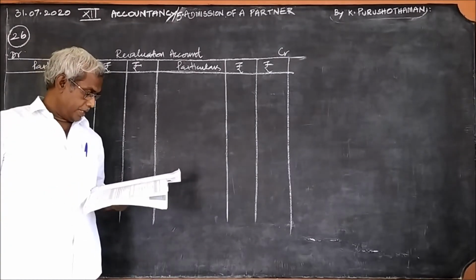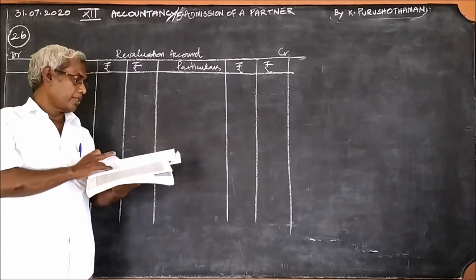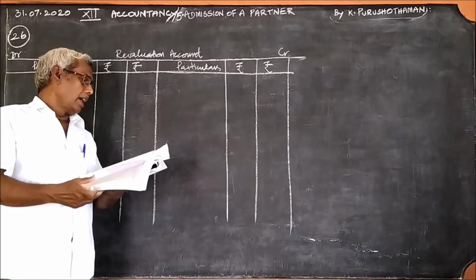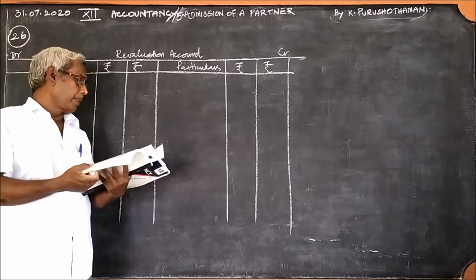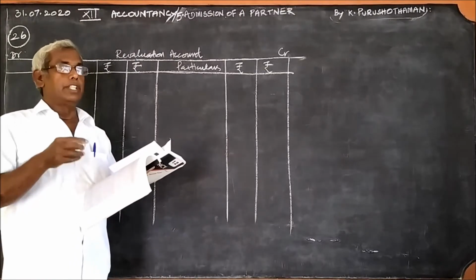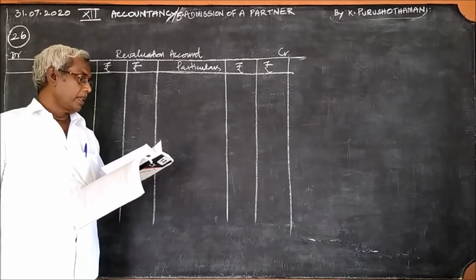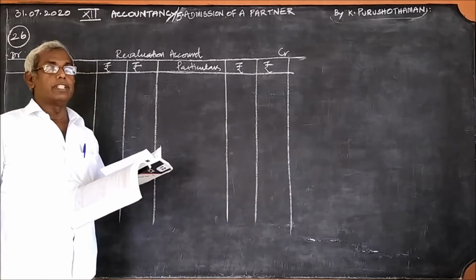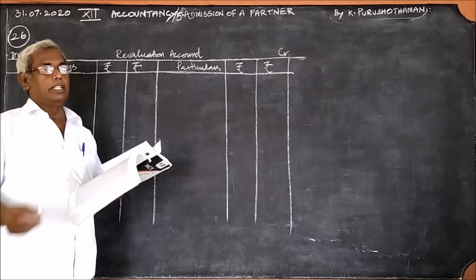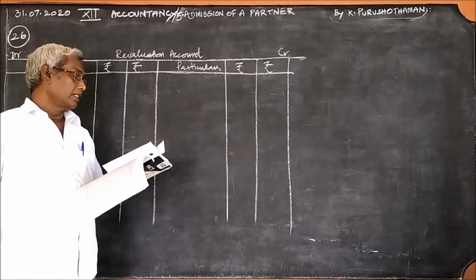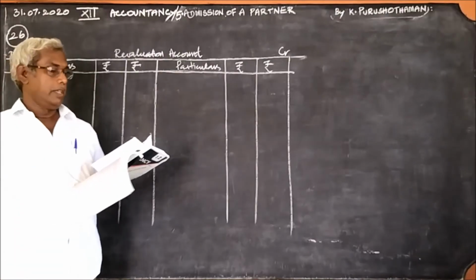In question number 26, the adjustments, there are three. One, Balan brings 25,000 as capital. It should appear in the capital account. If the share of goodwill is 10,000 and he brings the cash for it, that should also appear in the capital account. So, what we must do, we must attend the third one for this.